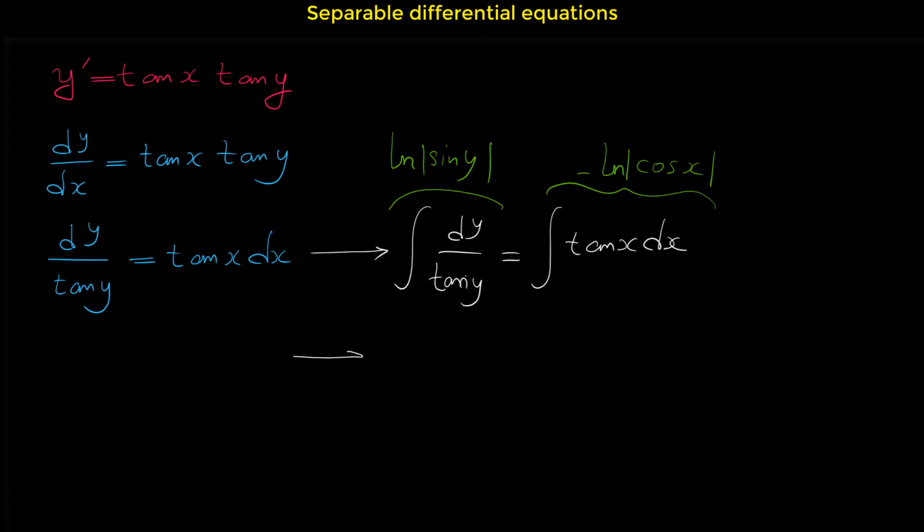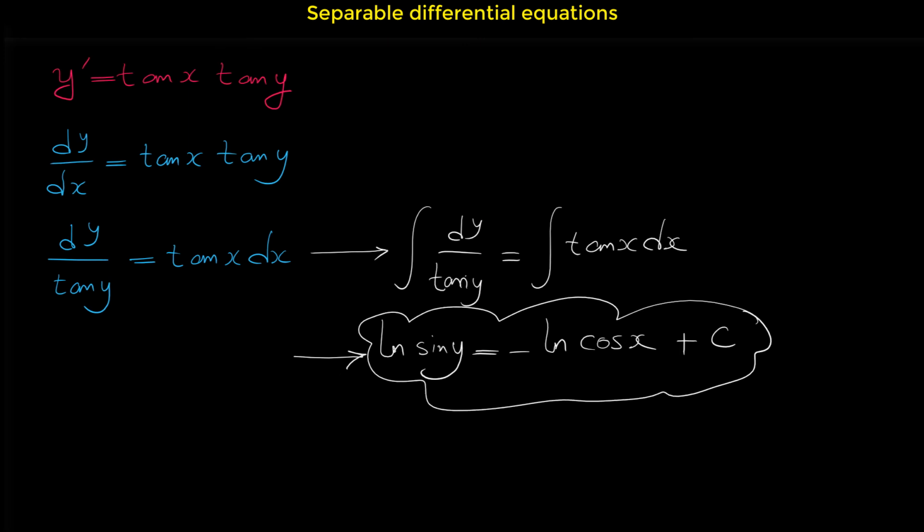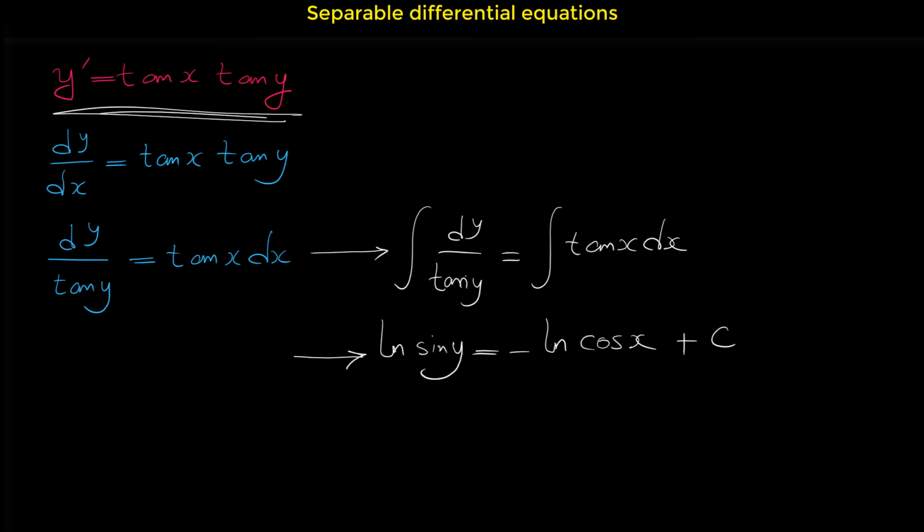Let's continue solving this differential equation. So the integral of dy over tangent of y is ln of sine of y, and the integral of tangent of x dx is negative ln of cosine of x. Usually we are not putting these absolute values in these differential equations. Plus c. Do not forget to add constant c to one of the sides of the answer. So this is the solution of this separable differential equation.